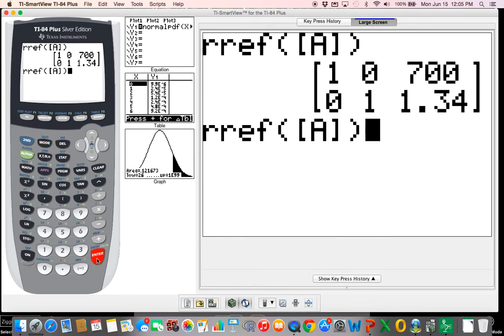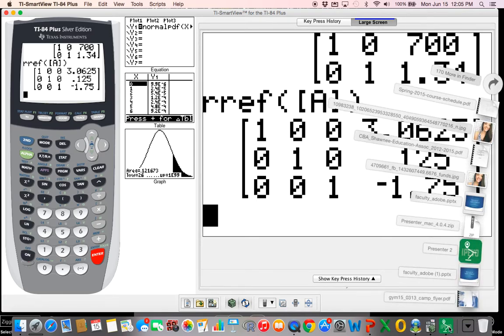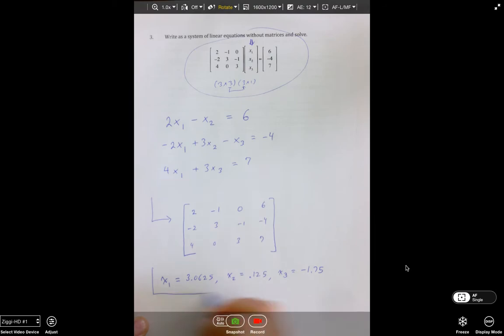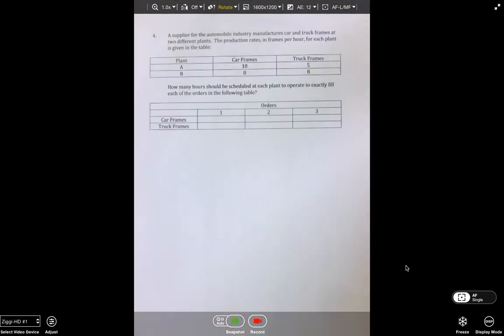Second function entry, because we just did it. And we said that the answers here will be x1 is going to be 3.0625, x2 is going to be equal to 0.125, and x3 is going to be equal to -1.75. So guys, the solutions that we have will be right here. Okay, so exactly what we've been doing previously. It's just presented to you in a little bit different form.